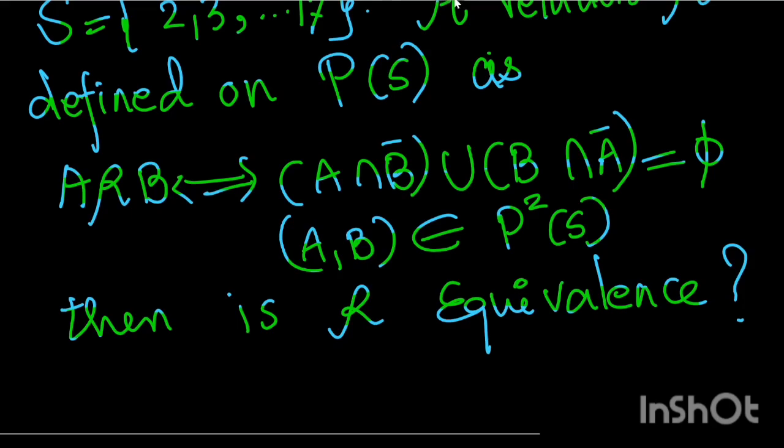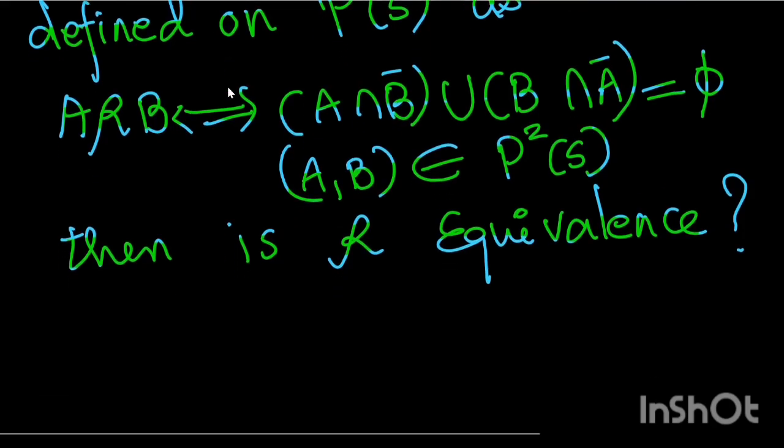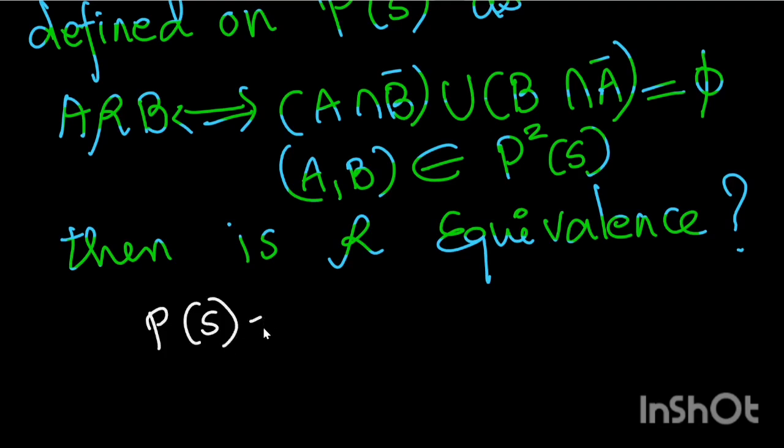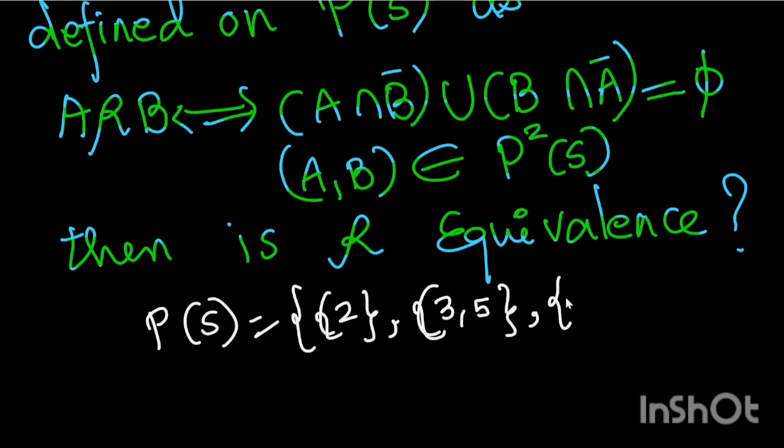So now let's see the meaning of this, guys. (A, B) belongs to the power set. What is the power set of S? So S = {2, 3, ..., 17} means P(S) is like this: {2}, {3}, {2, 3}, {3, 5}, {3, 7, 10}, and so on. So many sets are there. If there are n elements, the number of elements in the power set is 2 to the power n.